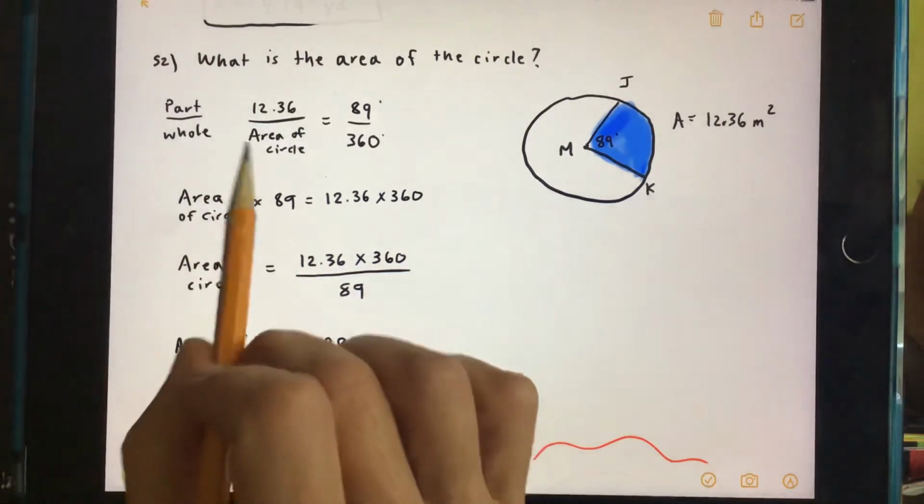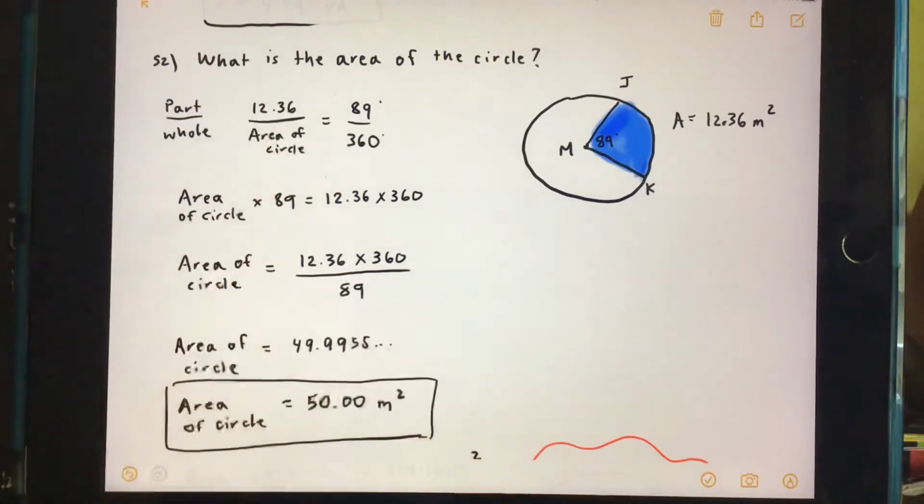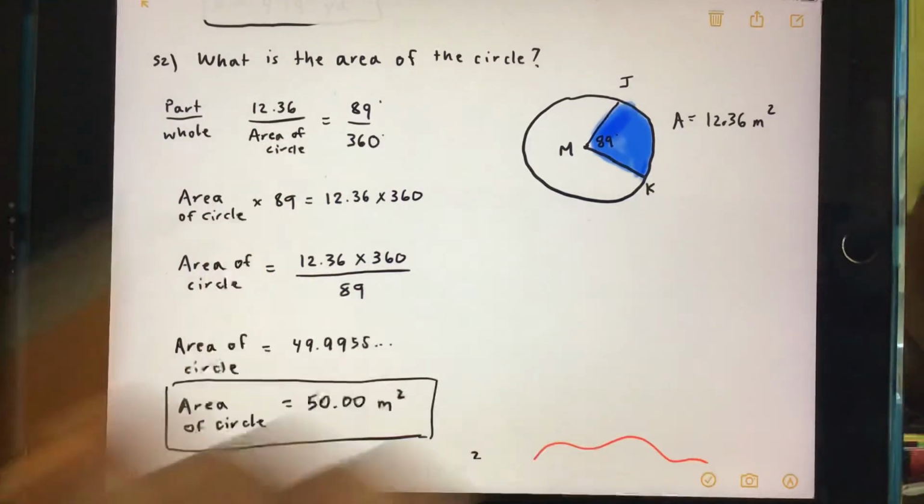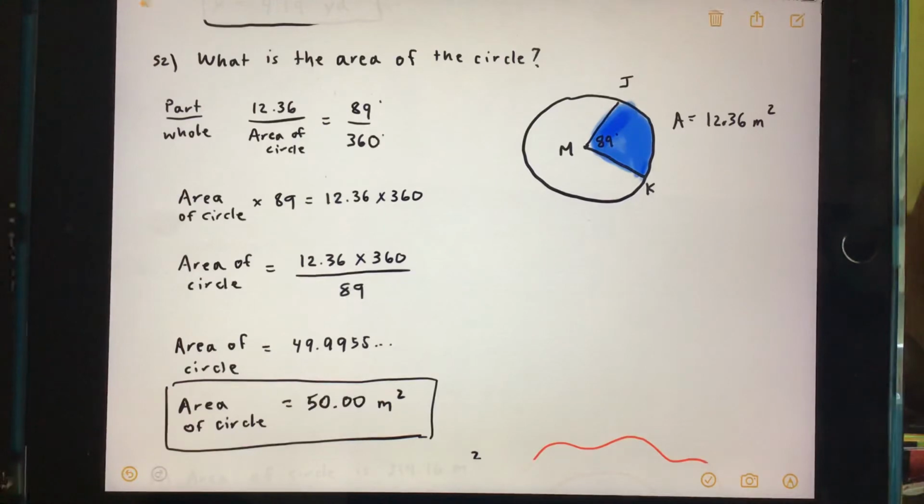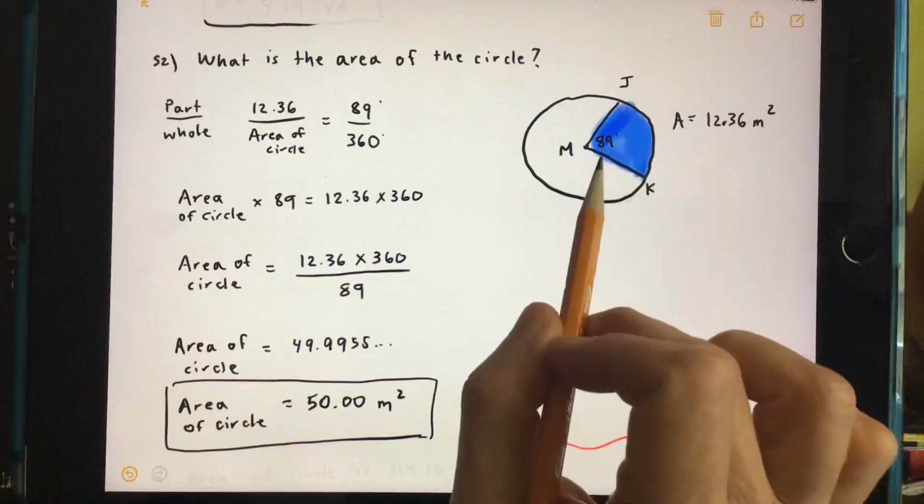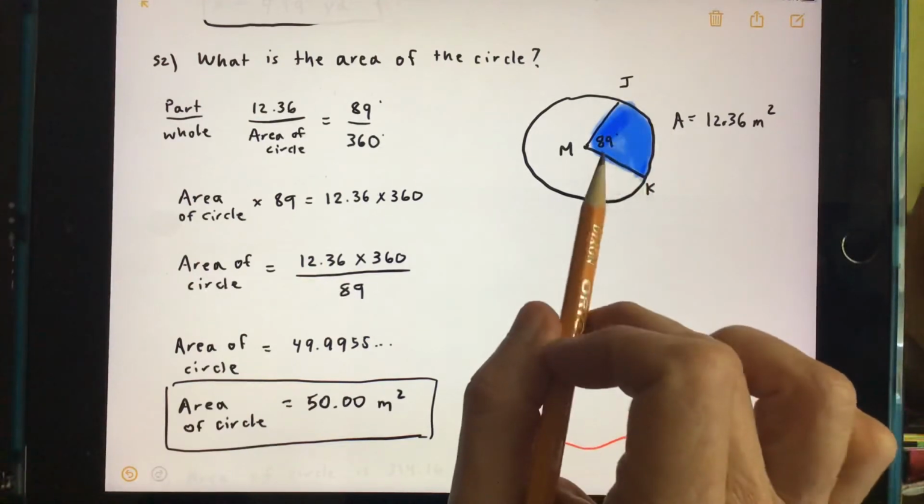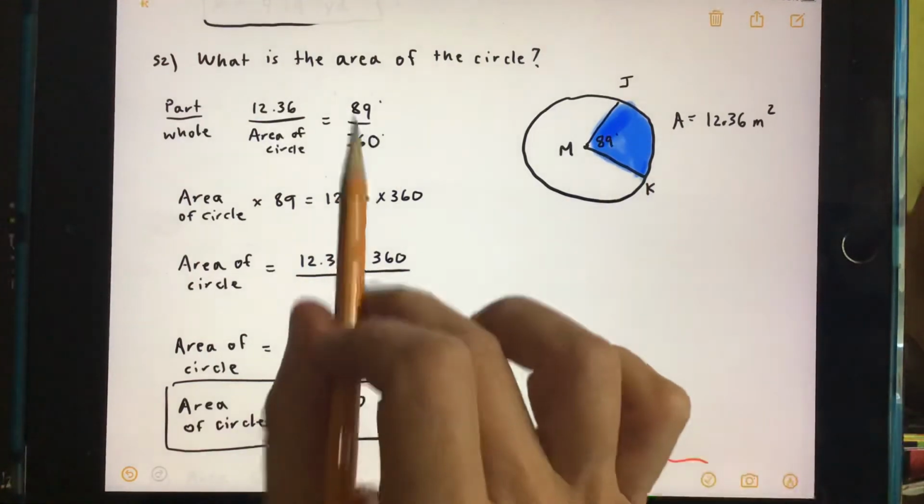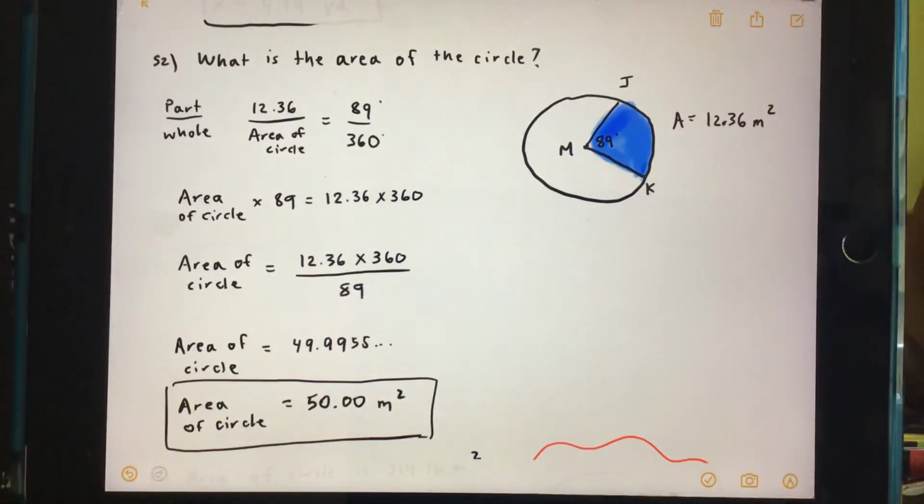Well, we are told that the sector area, that part of the circle, is 12.36, and we are trying to figure out the area of the circle. That's our whole. You can use any variable you want. I chose to just write out that information that we're looking for, area of circle, and that's going to be equal to the degree measurement of the sector, the arc measurement here, or the central angle, 89 degrees, compared to 360. That would be the number of degrees in the entire circle.